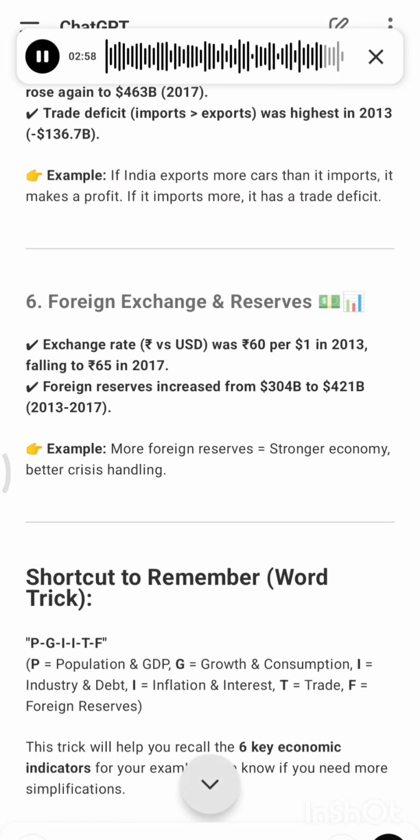Shortcut to remember, word trick. PGIITF: P equals population and GDP, G equals growth and consumption, I equals industry and debt, I equals inflation and interest, T equals trade, F equals foreign reserves. This trick will help you recall the six key economic indicators for your exam. Let me know if you need more simplifications.